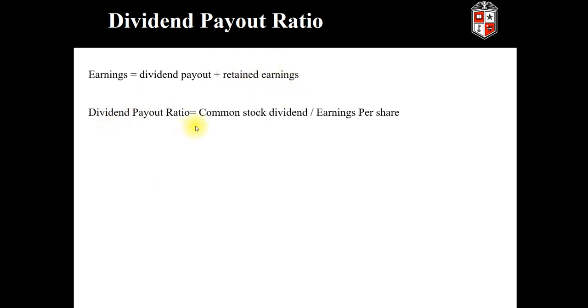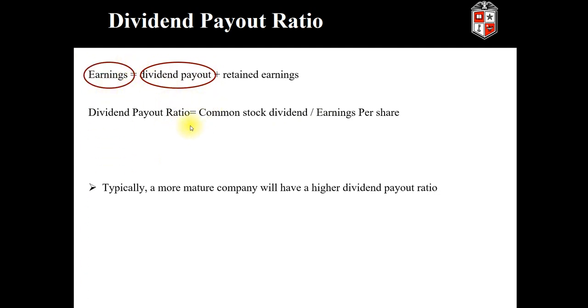The dividend payout ratio is simply the common stock dividend, so how much the common stockholders are receiving in the form of a dividend payment, divided by the total earnings. So we have the common stock dividends divided by the earnings. This gives us a proportion of dividend payments to earnings.